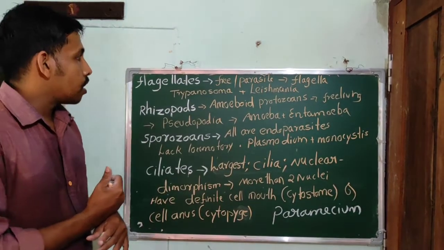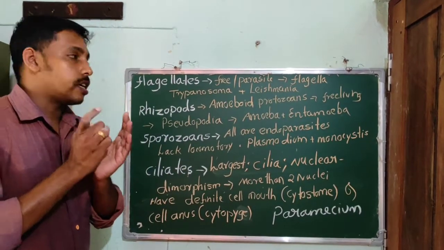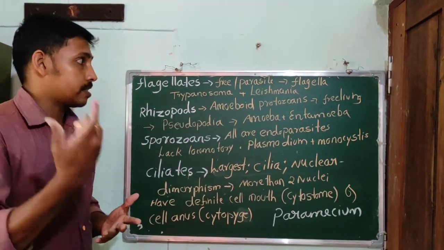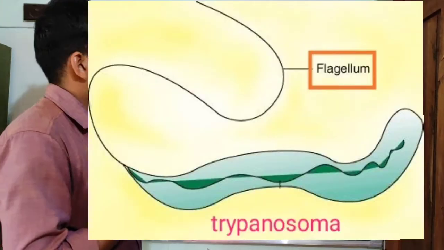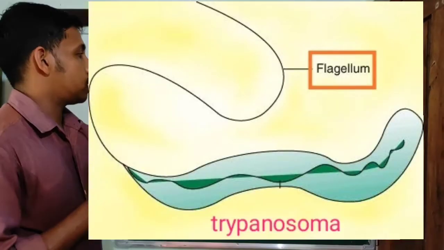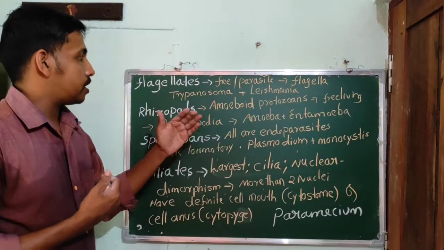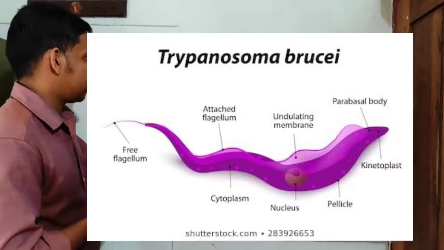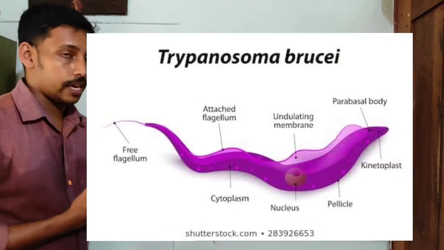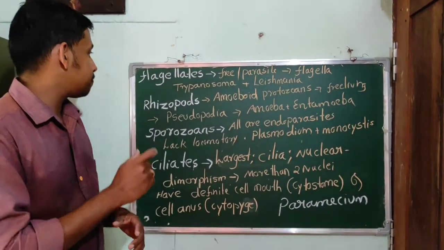So what is meant by flagellates? Mostly they are free living, and some are parasitic, and their locomotory organelles are what? Flagella. So flagella are the locomotory organelles in the flagellates. Leishmania and Trypanosoma are examples for what? Flagellates. So their locomotory organelles are what? Flagella. That's very important.